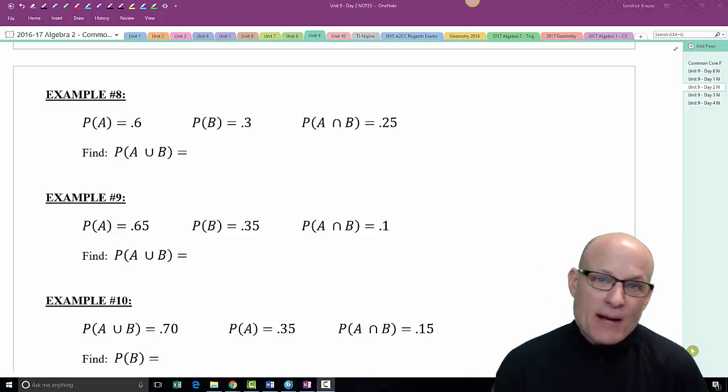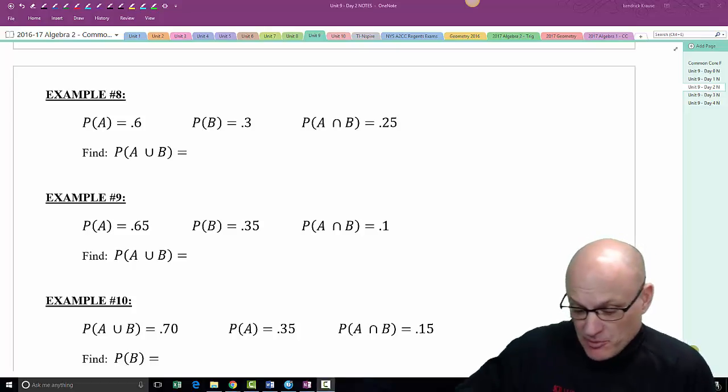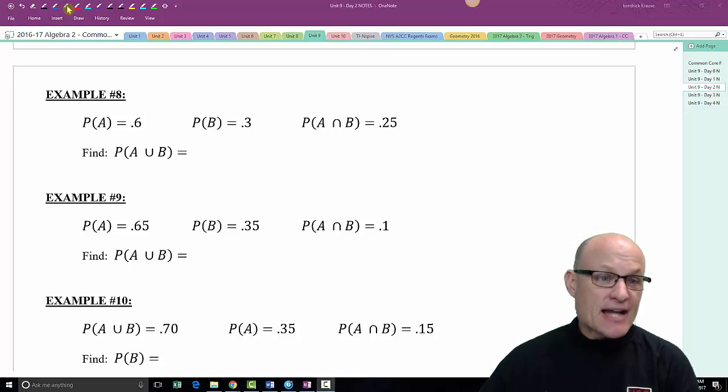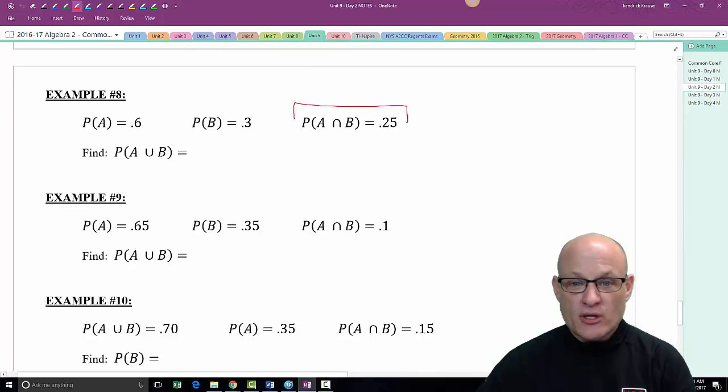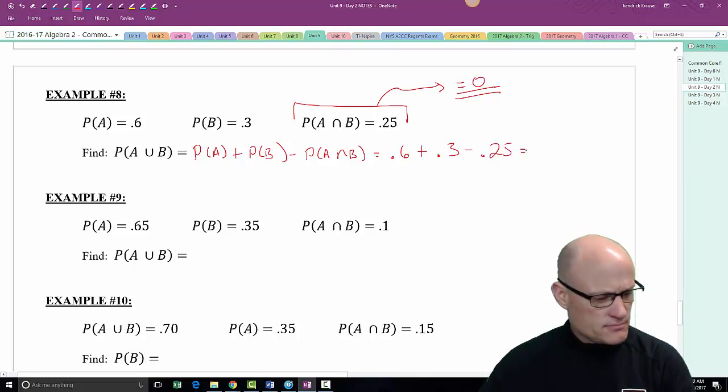All right, so here's what we've got: the probability of A, the probability of B, and the probability of A and B. Simple example. I want to know the probability of A or B. Since they are not disjoint, and I know they are not disjoint because if they were disjoint, this would be equal to 0. So the probability of A or B is the probability of A plus the probability of B minus the probability of A and B. In this case, it's 0.6 plus 0.3 minus 0.25, or 0.65.